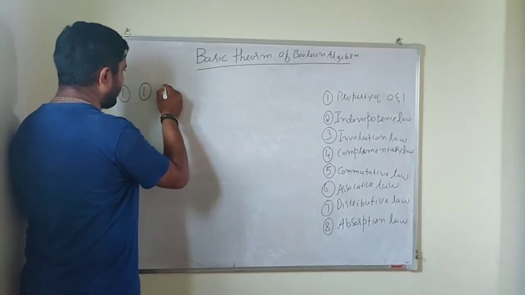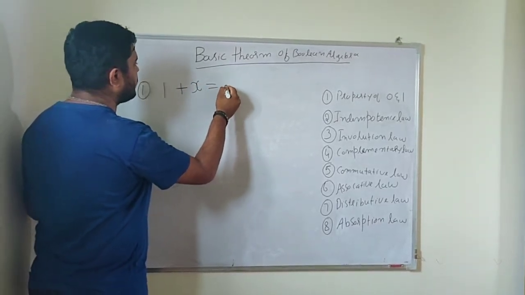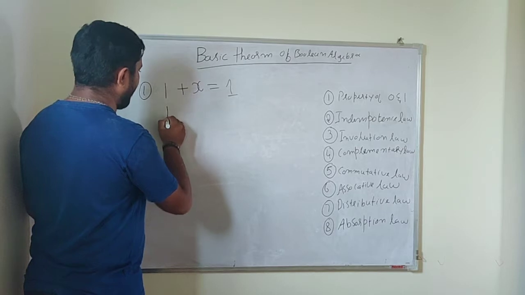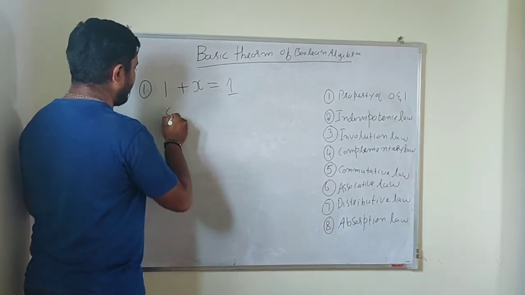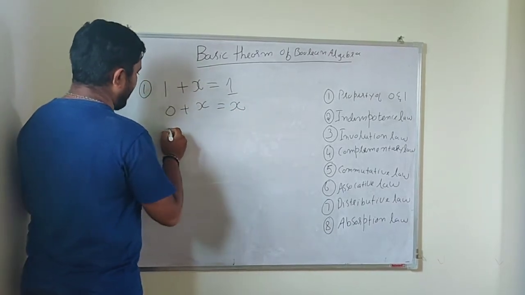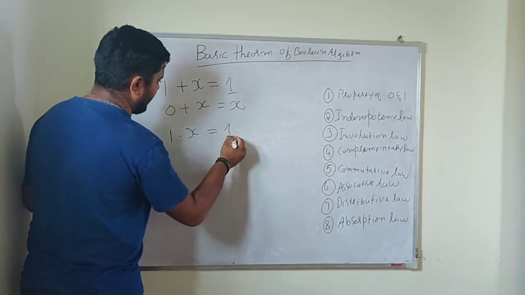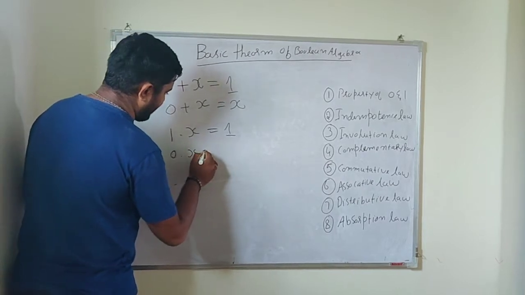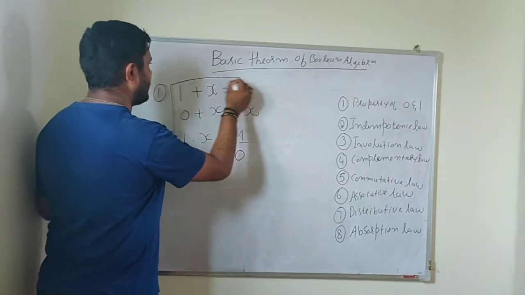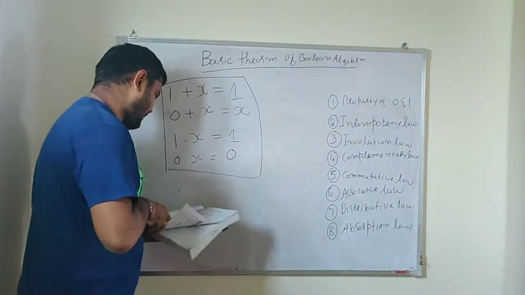First one says if 1 is added to any of the inputs, then the value will be 1. And if 0 is added to any number, the value will be x. Next, 1 multiplied with any number returns x, and 0 multiplied with any number gives 0. So these are the four properties of 0 and 1.